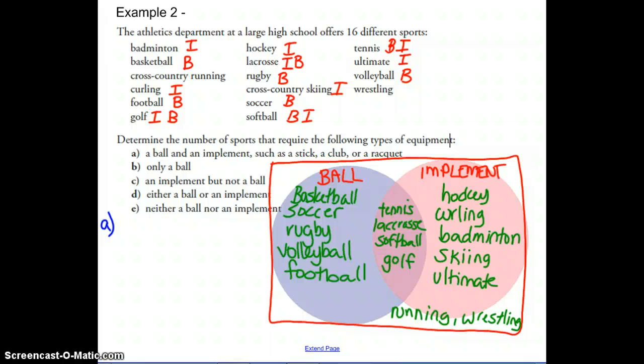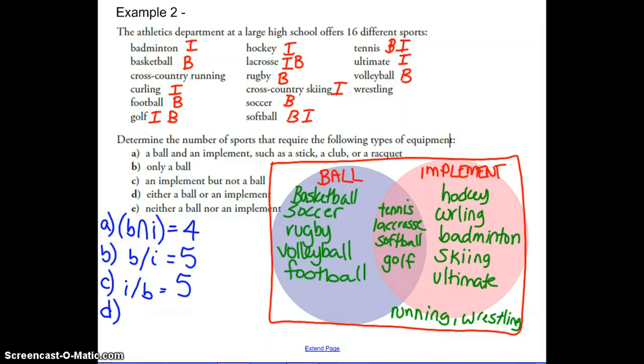So a ball and an implement. So that would be B and I, because it's the overlapping area. How many are in that overlapping area? 4. Good. Only a ball, so that would be B minus I, because it's in B but not in I. 5. Then we have in an implement but not a ball. So there we have 5 also.